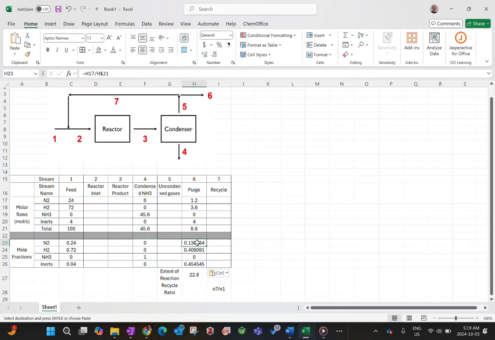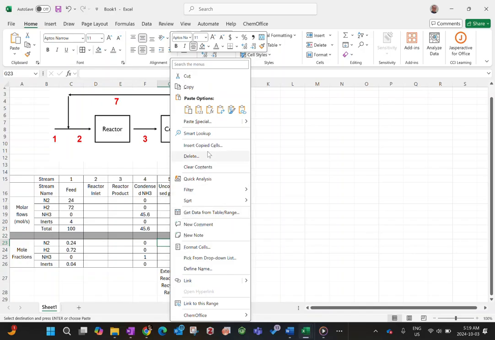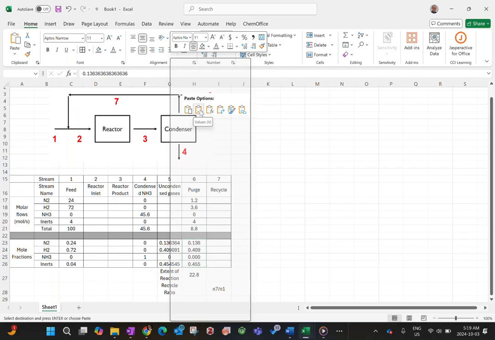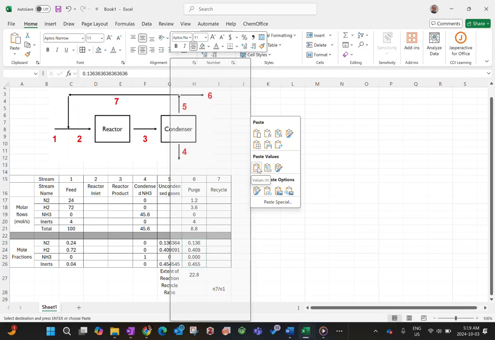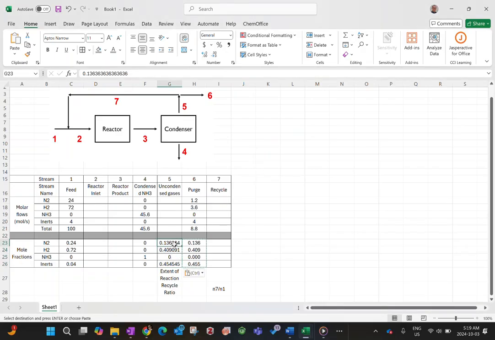And of course, these mole fractions are going to be the same in the recycle stream and in the uncondensed gas stream. So I'm actually going to just go ahead and copy that over. So I'm going to copy, and then I'm going to paste special. Actually, I could just do values right here because that's the special that I want to do. So that's the one way to do it, but I'm going to paste special, paste values. Great. So now these are values.